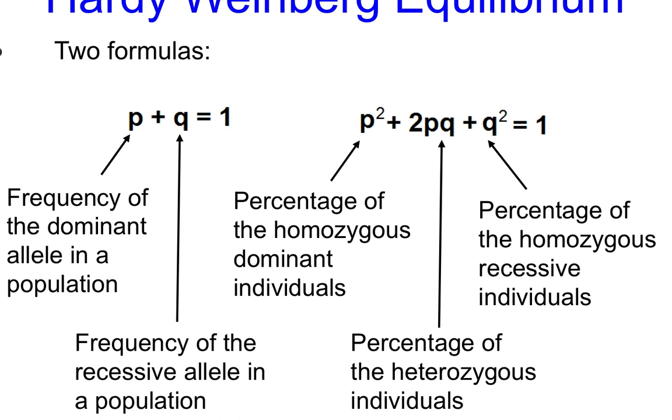And because each individual has either one or both of those, if we add those two up, we should get 1. The second formula is also going to equal 1, but we can be given the percentages of the homozygous dominant individuals, the percentages of the heterozygous individuals, and then the percentages of the homozygous recessive individuals. So the second formula takes into account the heterozygous individuals that are visible within a population.